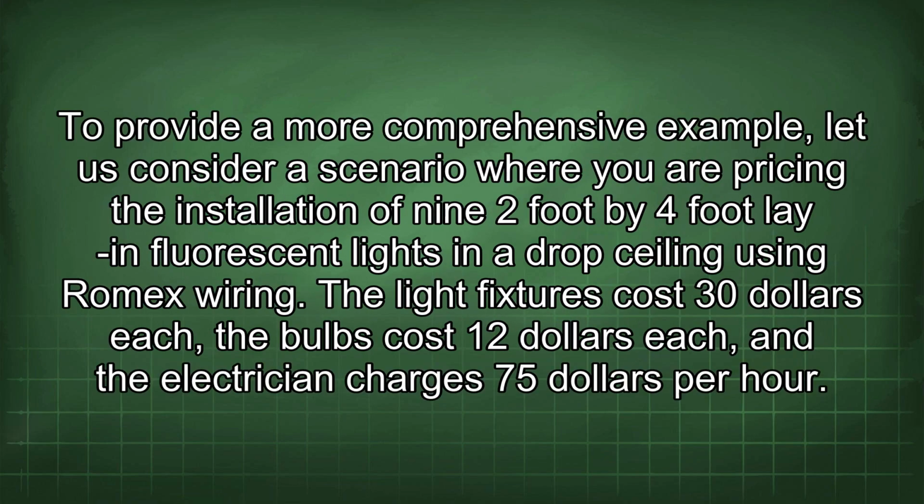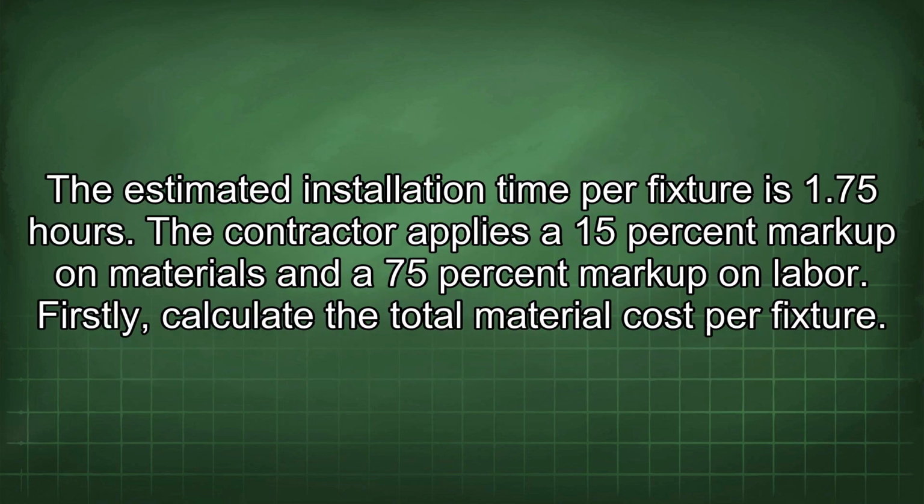To provide a more comprehensive example, let us consider a scenario where you are pricing the installation of 9 2x4 lane fluorescent lights in a drop ceiling using Romex wiring. The light fixtures cost $30 each, the bulbs cost $12 each, and the electrician charges $75 per hour. The estimated installation time per fixture is 1.75 hours. The contractor applies a 15% markup on materials and a 75% markup on labor.